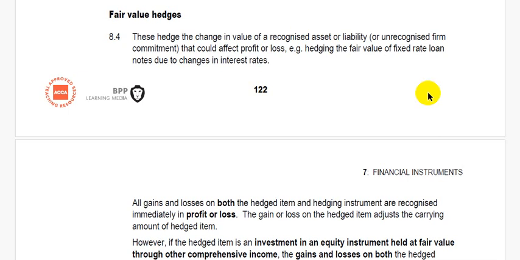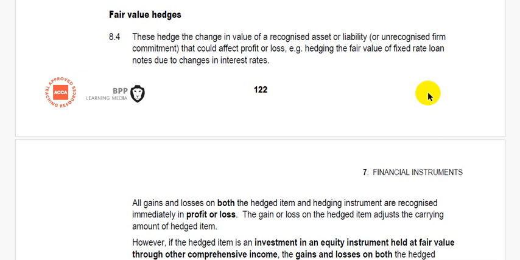Since we are talking about fair values, as you know, are market prices. And market prices will change over time. So there will either be gains or losses as the fair value changes over time. So all gains and losses on both the hedged item and hedging instrument are recognized immediately in profit and loss. The gain or loss on the hedged item adjusts the carrying amount of the hedged item.